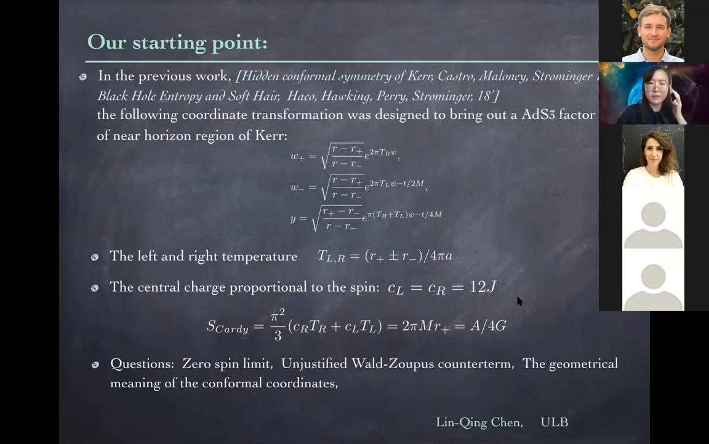However, there are many questions that we found very unsatisfactory. The first is that the zero spin limit towards Schwarzschild is really ill defined, as the temperature will blow up and the central charge will go to zero. Also, in the paper they have an unjustified Wald-Zoupas construction to make sure that finally the entropy counting works. And personally, what I'm most curious about is why this coordinate transformation works, and what this construction is geometrically.